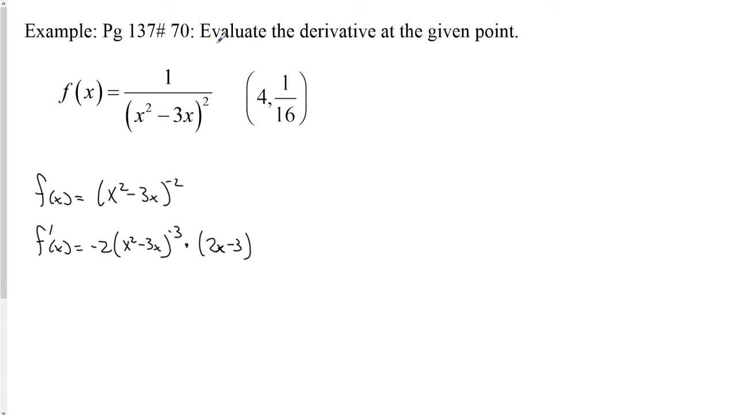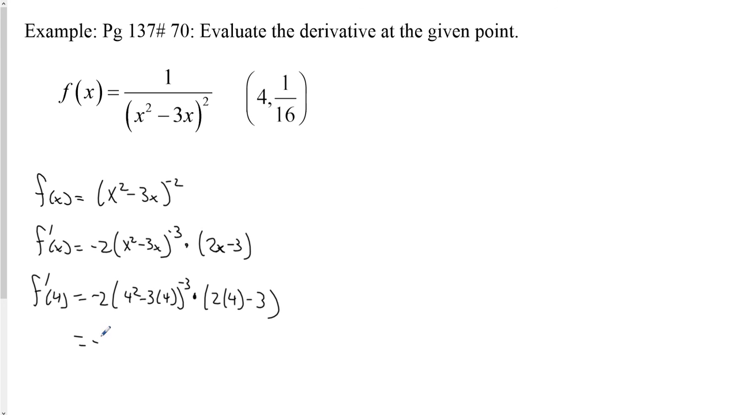They want us to evaluate the derivative. They just want f prime of 4. So I can use this as is. Why waste the time simplifying if I'm going to plug in anyway? So let's go -2, and then it is 4 squared minus 3 times 4. And this is all going to be to the -3rd power times 2 times 4 minus 3.